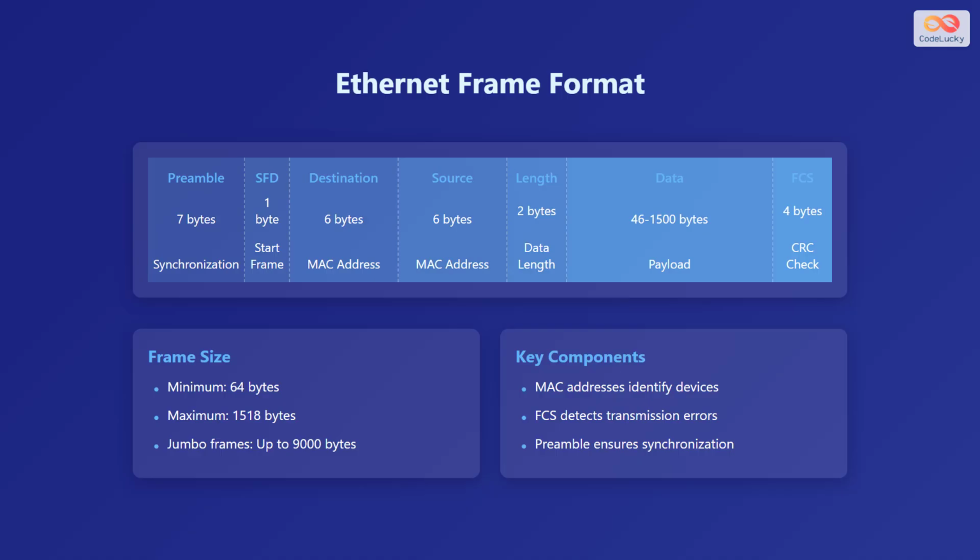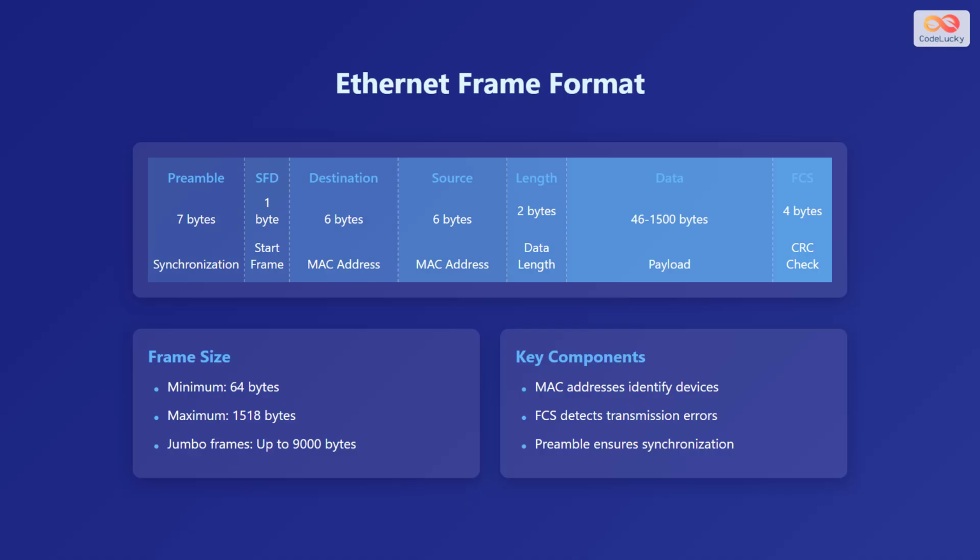Then comes the source address, also 6 bytes long, which specifies the MAC address of the sending device. The length field is 2 bytes long and indicates the length of the data in the frame. The data field contains the actual payload, ranging from 46 to 1,500 bytes. Lastly, the frame check sequence, or FCS, is 4 bytes long and is used for error detection via cyclic redundancy check. Now let's discuss the frame sizes.